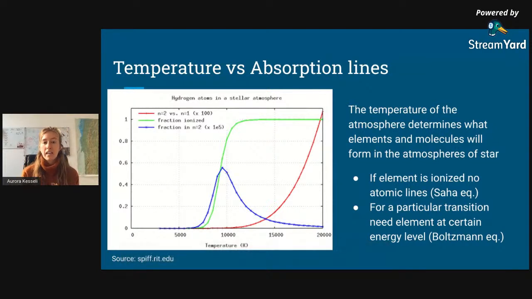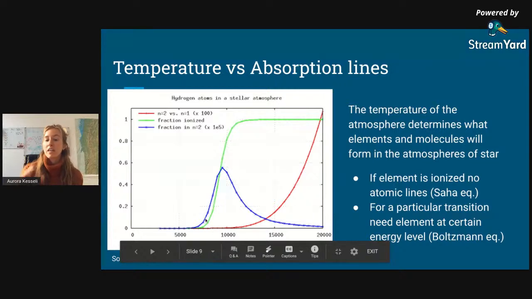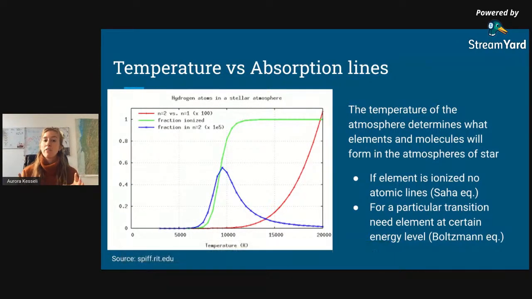And so that means that around 10,000 Kelvin, you're going to have the most hydrogen atoms in the n equals 2 state. So if you're looking in the atmosphere of a star for where you're going to have the most hydrogen n equals 2 transitions, which is also known as the hydrogen alpha or the Balmer series of hydrogen, the main one being the hydrogen alpha line, you're going to have the most of that line around 10,000 Kelvin, because the temperature of the atmosphere sets how many atoms have the particular electron configuration that you need to make that line.